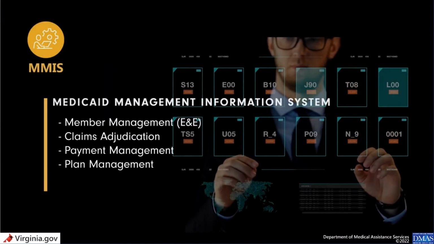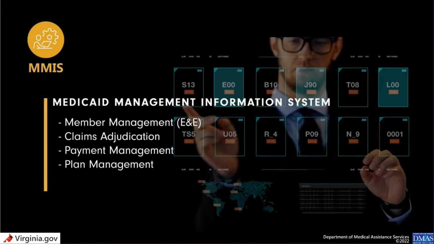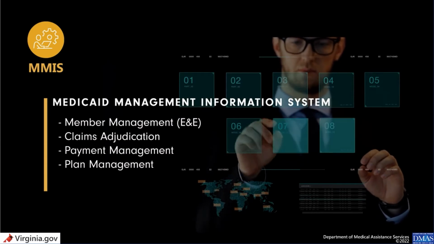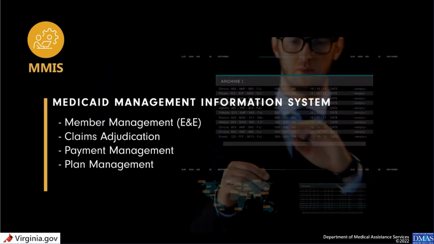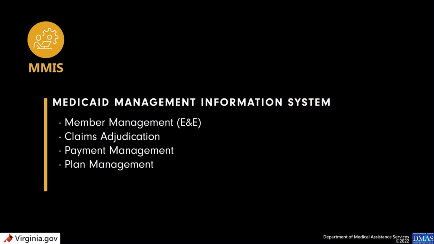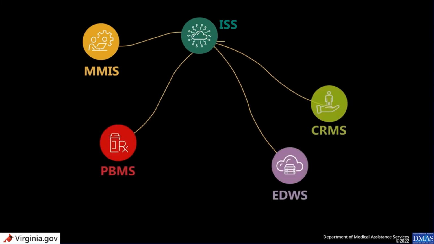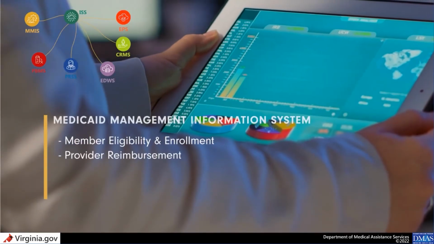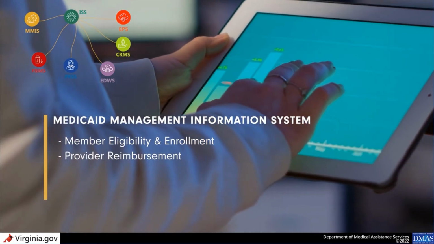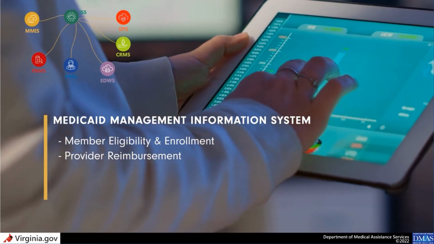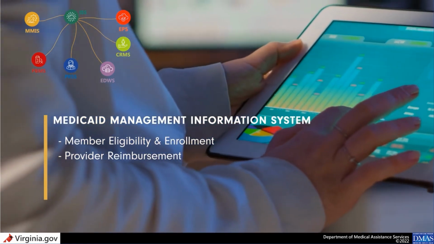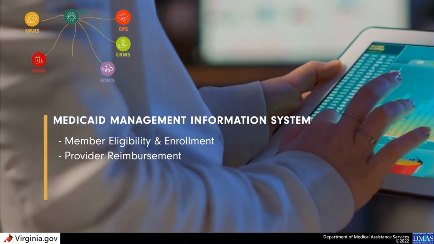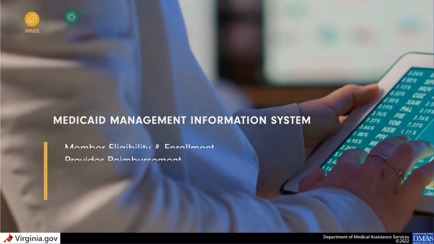The Medicaid Management Information System, or MMIS, is the core of MES and includes solutions for member management, claims adjudication, financials, and payment processing. MMIS interfaces with several modules. For example, provider data is received from PRSS, helping to deliver a seamless experience for the provider community. MMIS also manages member eligibility and enrollment and provider reimbursement.